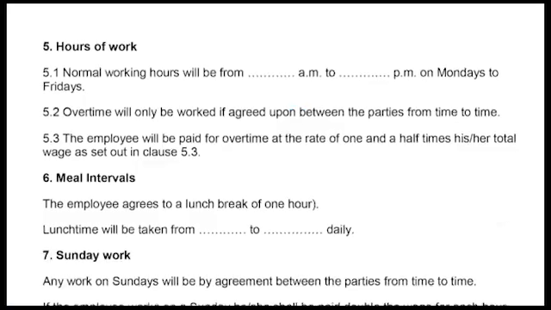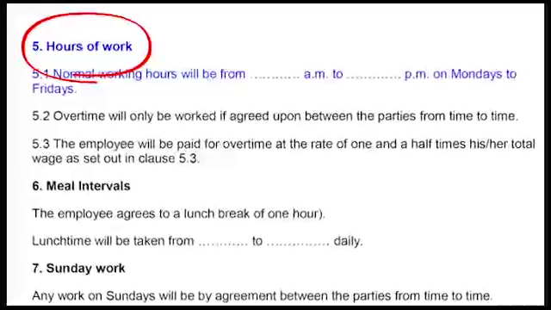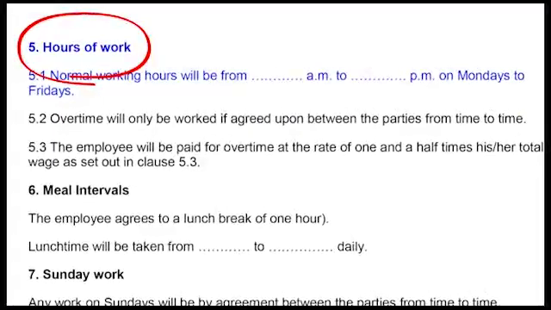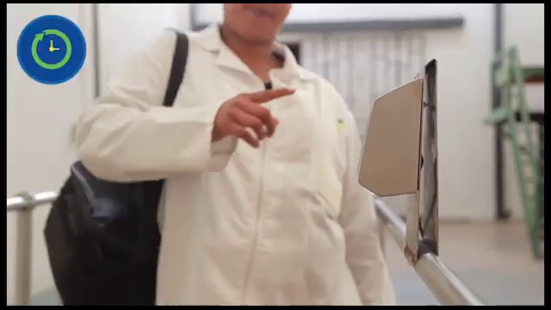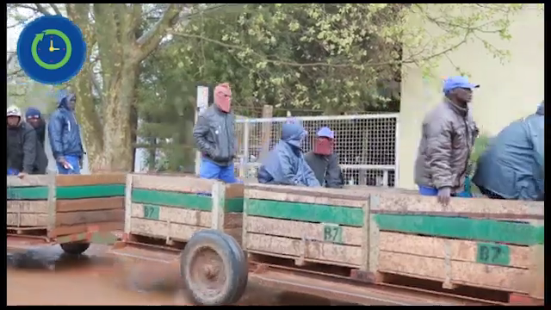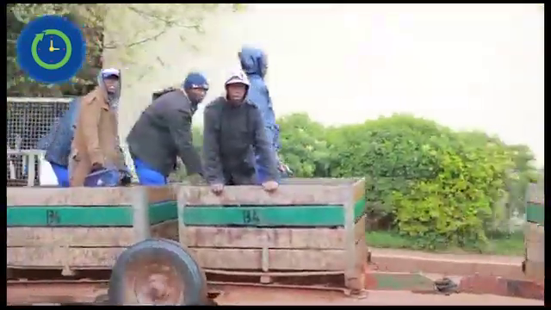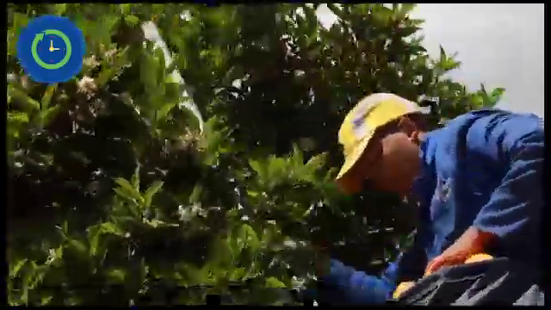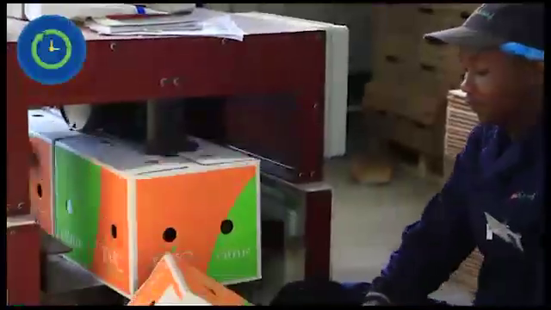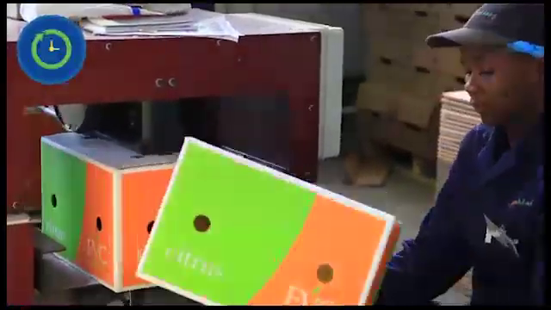The contract must say what days of the week you will work and what time you must start working every day and when you will finish work. The law says that normal working hours may not be more than 9 hours a day and 45 hours a week, and that young workers between 15 and 18 years old may not work more than 35 hours in a week.